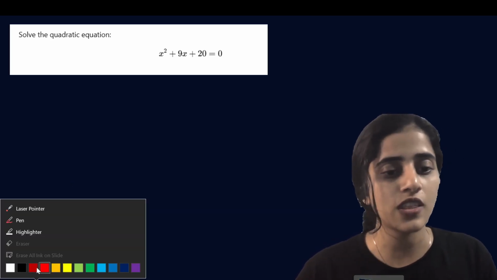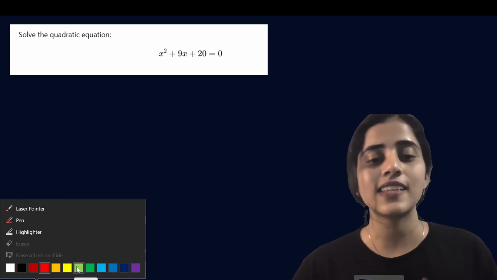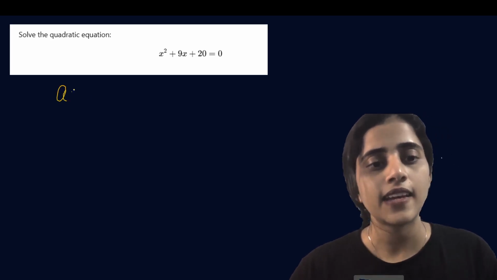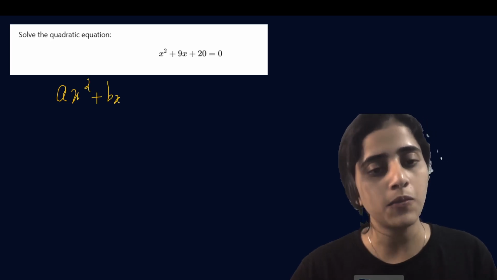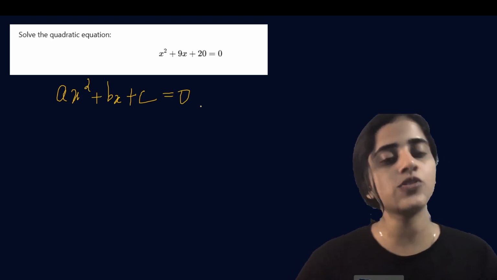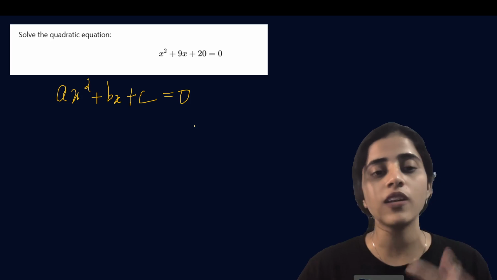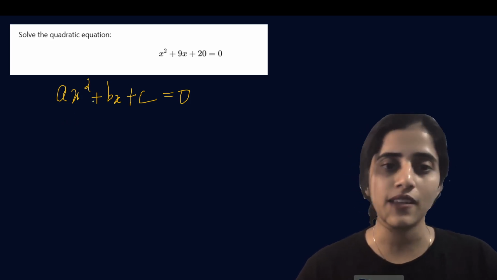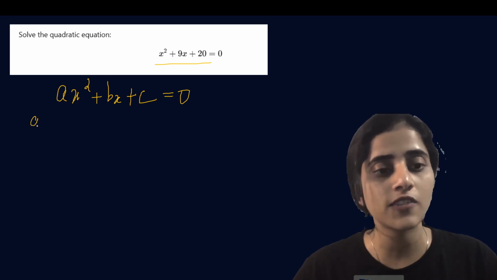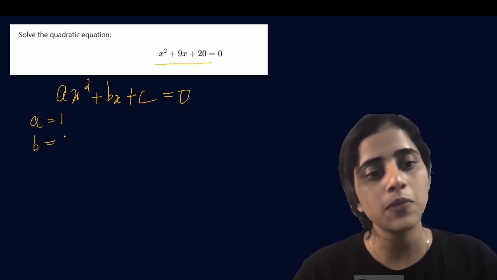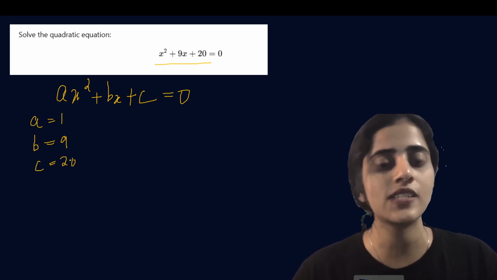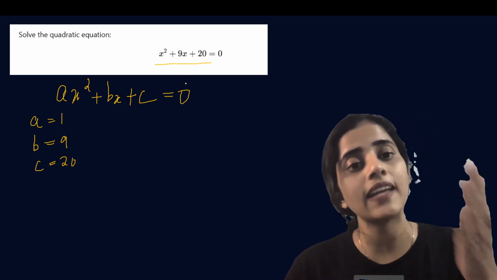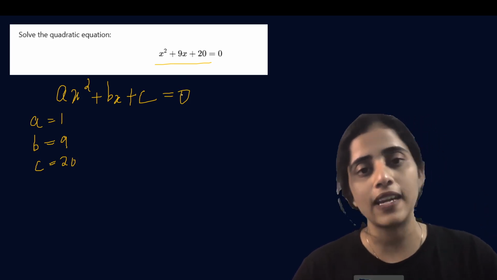A quadratic equation is an equation in the form of ax square plus bx plus c is equal to 0. Any equation of this form is called a quadratic equation. So a could be a number, b could be another number, c could be another number. If you look at our question, what are the values? a is 1, b is 9 and c is 20. Now, if there are negative values, you should put negative. For example, if the question is x square minus 9x, then your b would be minus 9.